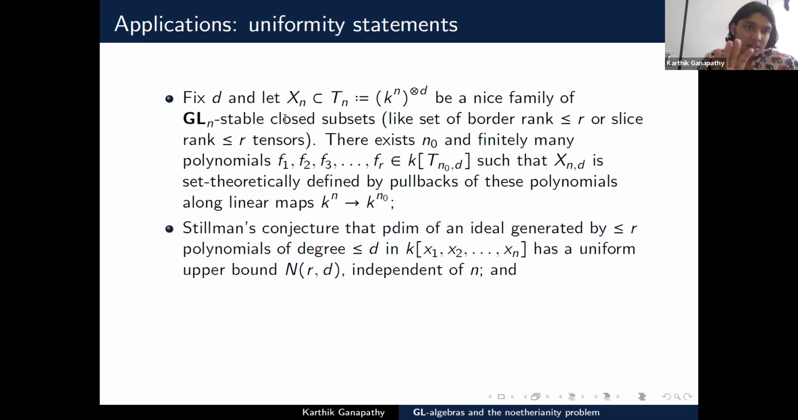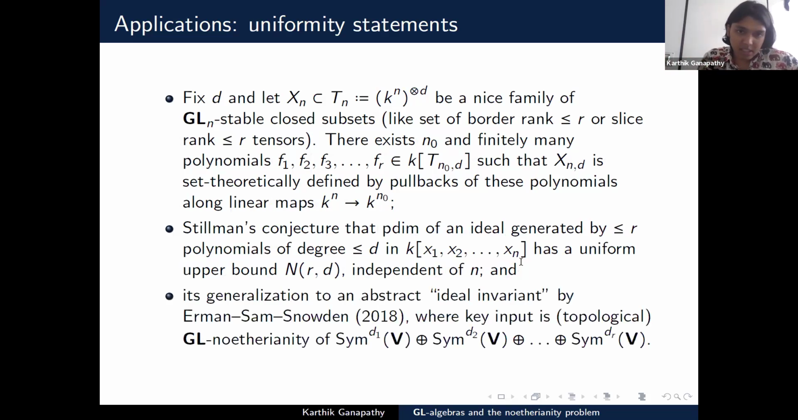Then a second result that we can get from Draisma's theorem is that if you fix R and D and look at an ideal generated by at most R polynomials of degree at most D in an n-variable polynomial ring, then its projective dimension has an upper bound capital N, which only depends on R and D and not on the number of variables you're working with. So if you take 5 cubics in 1,000 variables or 1 billion variables, there is some bound on the projective dimension that is not dependent on the number of variables. This is not at all obvious, and this was only proved quite recently.